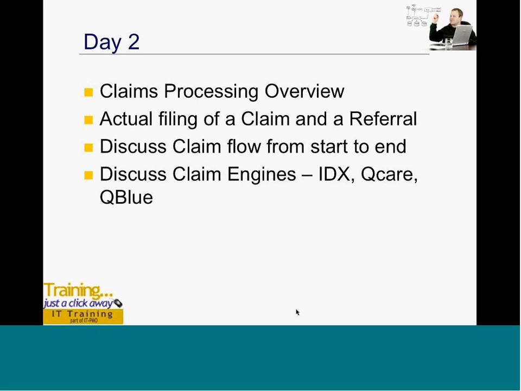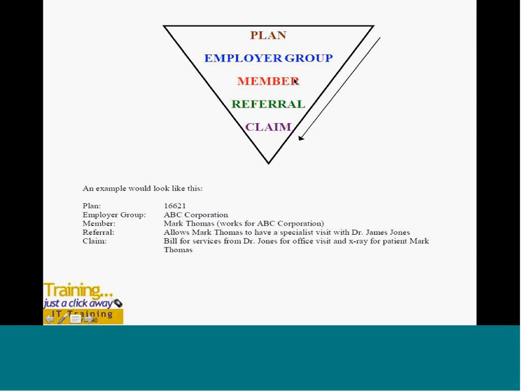We talk about different companies, NASCO, IDX, QCare, QLU. This is that blue screen, which I said is worth millions of dollars. So this simple example: in healthcare companies, can you think of United Healthcare, Blue Cross Blue Shield, Aetna? These 5 basic steps: you have the plan, employer, member, referral, and claim.